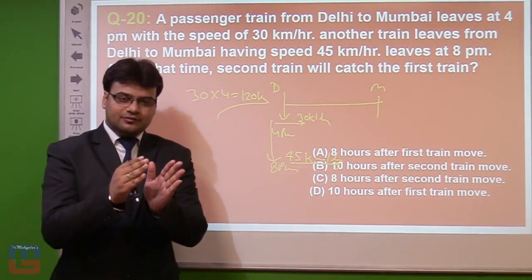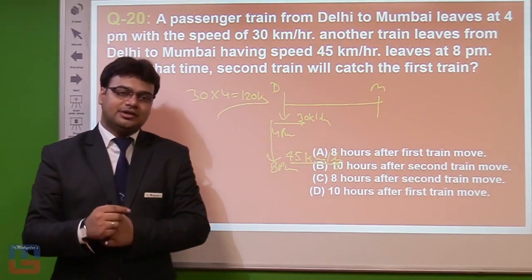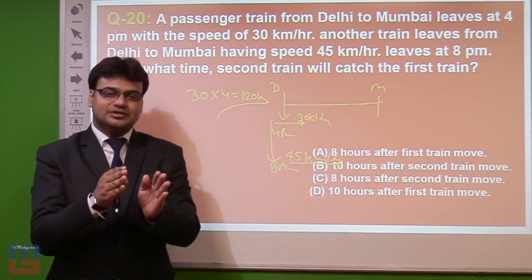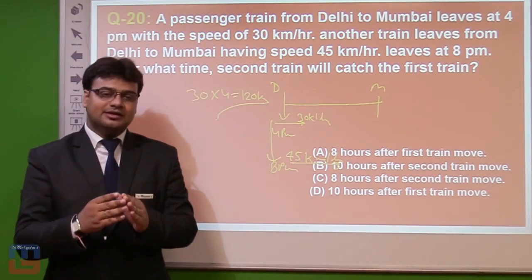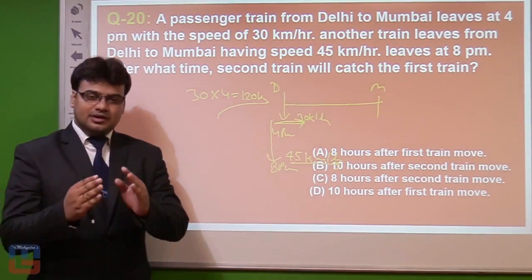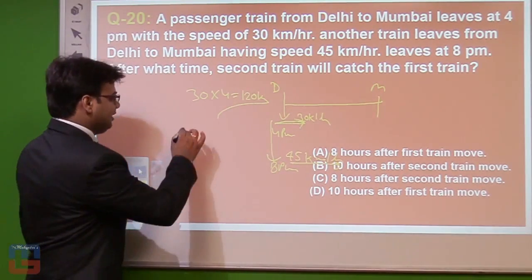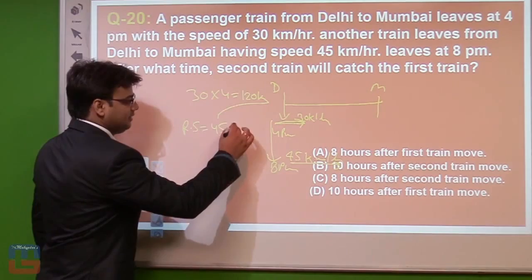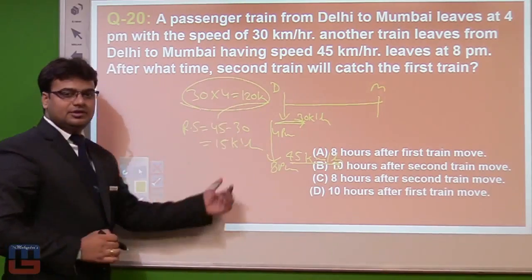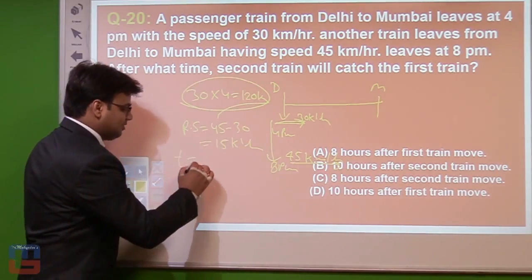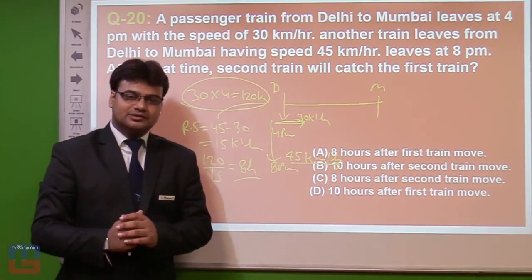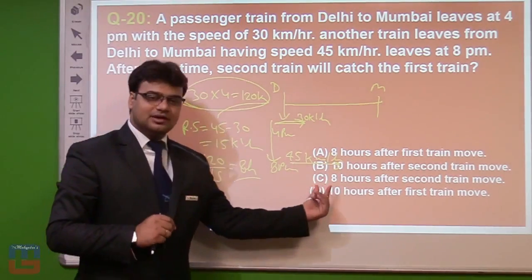When the second train starts, the first is 120 kilometers ahead. If the second train wants to catch it, it must first cover that 120 kilometers by relative speed. Both trains are running in the same direction, so the speeds are subtracted. The relative speed is 45 minus 30, that is 15 km per hour, and the total distance is 120. So the required time is 120 by 15, that is 8 hours. It takes 8 hours after the second train starts. So our second option, C, is correct.